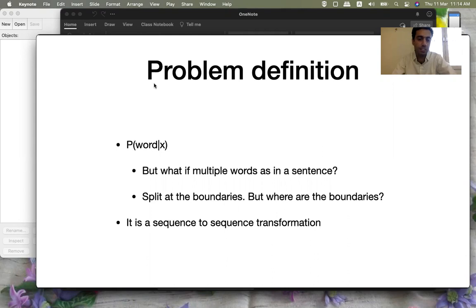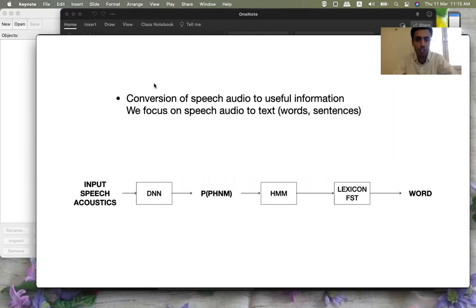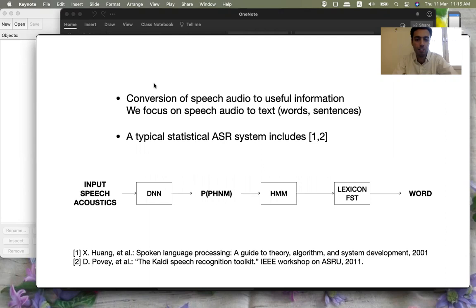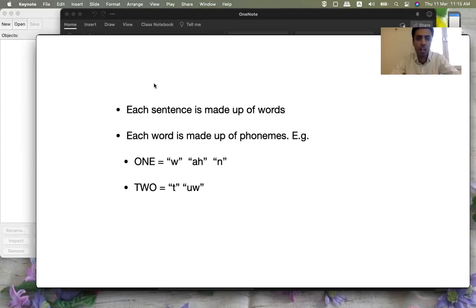So basically, it is a sequence to sequence transformation problem, and we saw how we can use something like hidden Markov models to do this sequence to sequence transformation. This is the typical ASR system, which is implemented in the HTK toolkit from Cambridge, or the Kaldi toolkit from Johns Hopkins University, which is more recent and more popular these days.